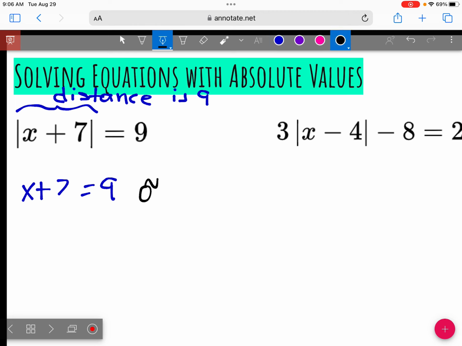Or x plus 7 could equal negative 9. And those absolute value bars are changing that negative 9 to be the distance.